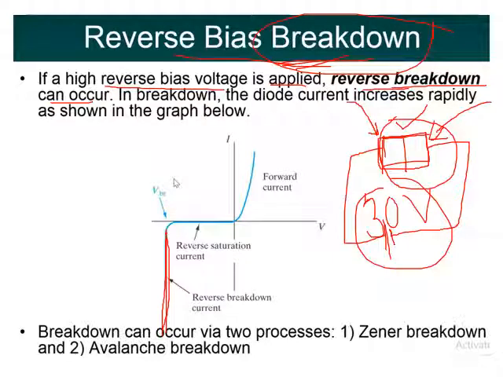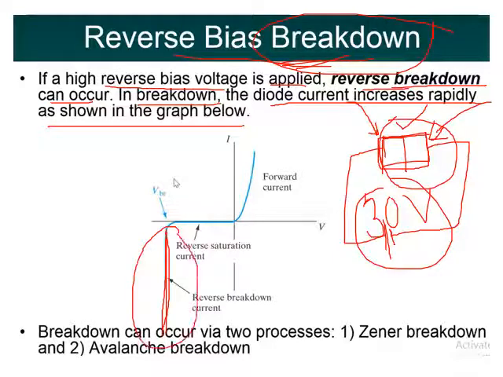Okay, so in breakdown, diode current increases rapidly as shown in the graph. Where is it shown in the graph? This part, right? Here we are seeing it is increasing exponentially, but here it is not decreasing exponentially. Actually, it is directly falling down, right?